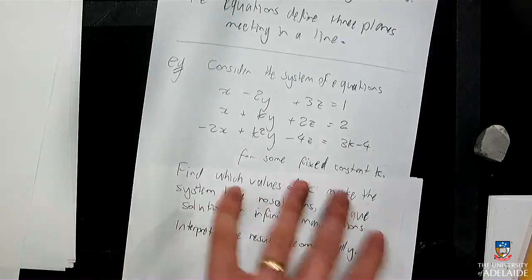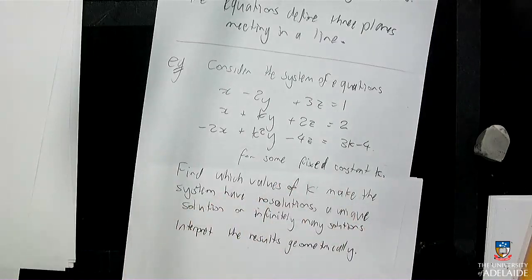This k is a fixed constant. It's not the same thing as the x, y and z. The x, y and z are unknowns and I'm trying to find all the options for x, y and z. But I'm allowed to choose different values of k and see what the x, y's and z's come out to. So just be careful that they're playing different roles in this system, and so we're not going to treat them the same way.